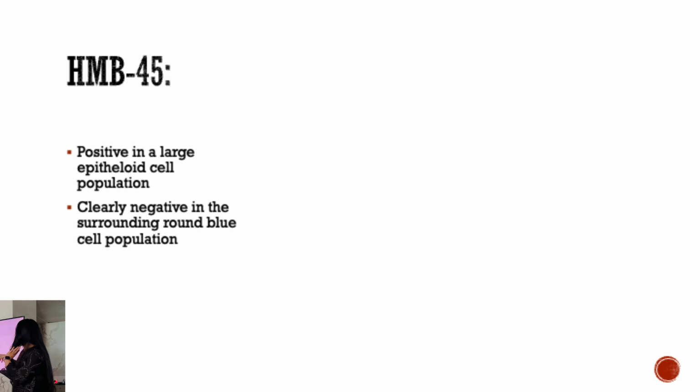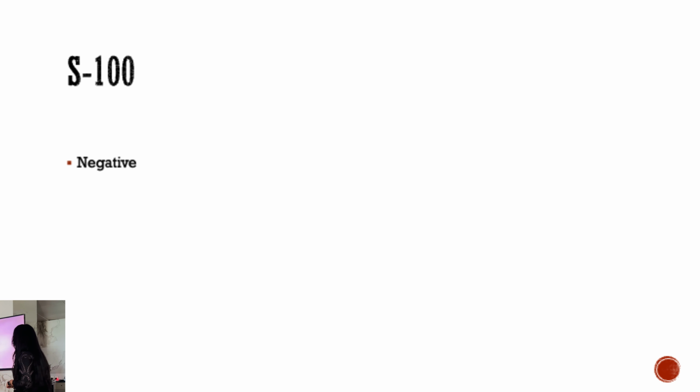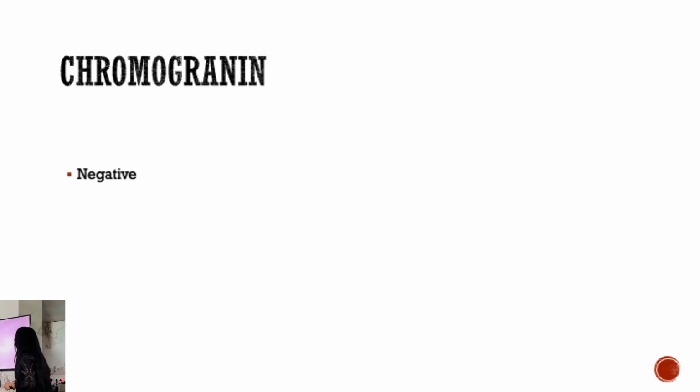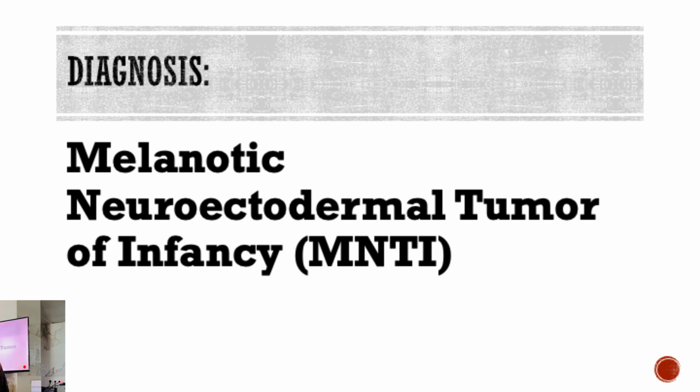We did a few more stains. I don't have clear images of those, but I can share them later after the presentation. HMB45 was done, which was positive in the epithelioid cell population and negative in the small round blue cell population. S100, as we were discussing before, was negative in our case. And chromogranin was done, which was also negative in our case. So these were the two negative stains and the remaining were the positive stains.